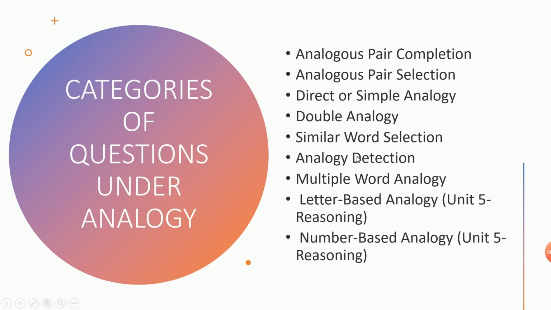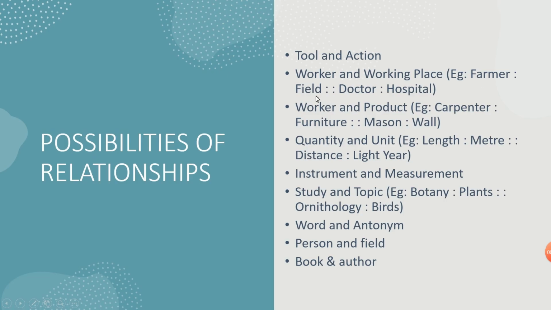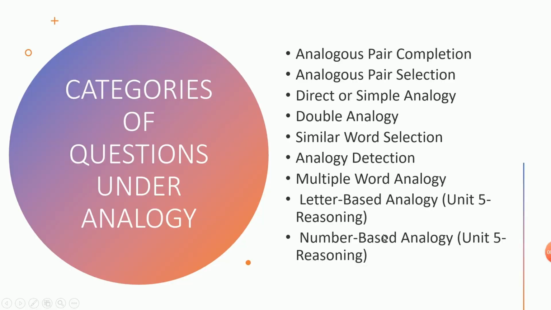Then multiple word analogy. So analogy detection: instead of giving the pattern, they will give you a complete question. They will ask what kind of relationship it is. Either it is tool and action or worker and working place. So you have to answer, that is analogy detection. Then multi-word analogy. As for these two, we have already seen them in unit 5 itself.